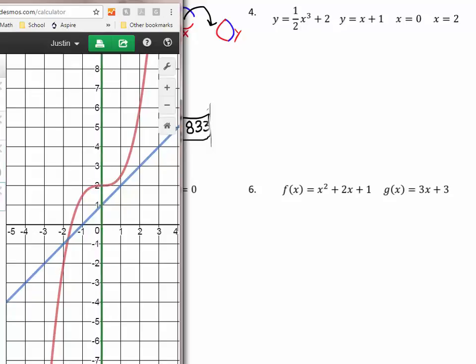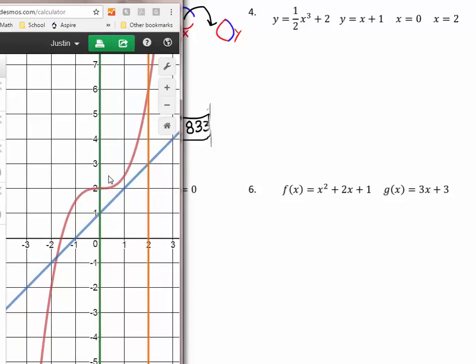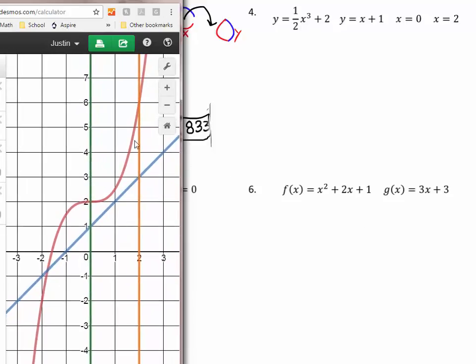and x equals 2. All right, so it looks like we're looking for, let me zoom in a little bit here, this region right here. They're bounded by the green on the left, the orange on the right, this red piece right here, and that blue piece right there. So this little shaded region right here, okay?